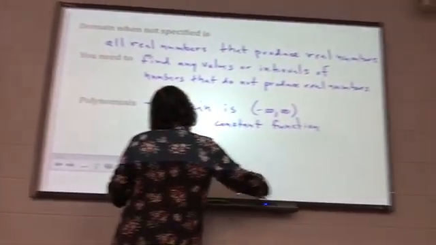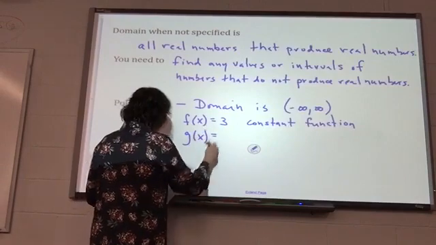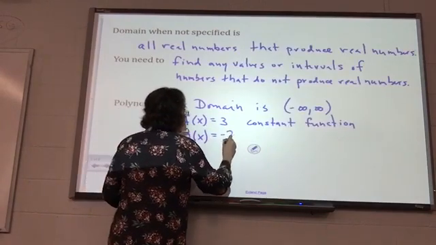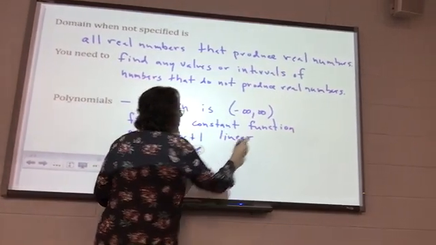Okay? Another example, and I'm going to give it a different function name. I'll call it g of x. Negative 2x plus 1. That's actually linear, which you're also going to be reviewing next week.